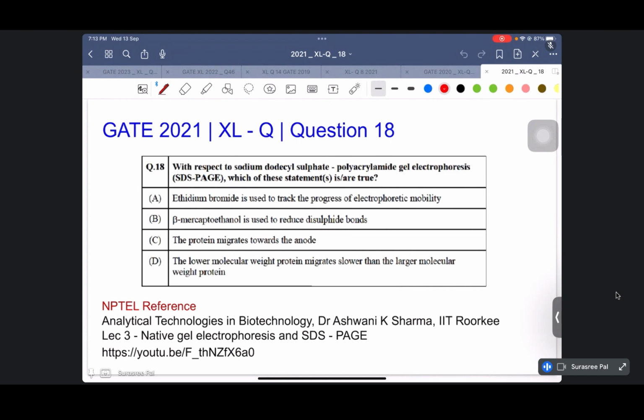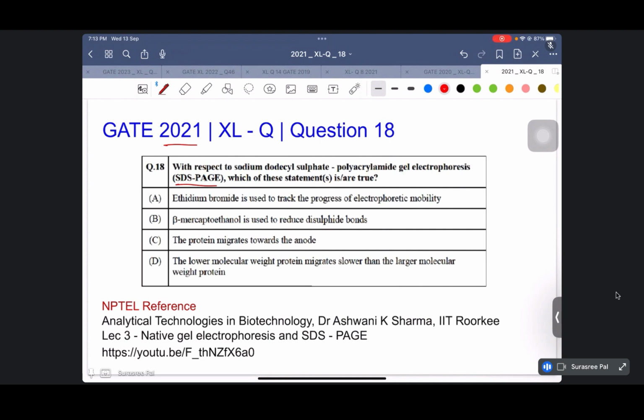Okay, so this question we are going to discuss is from the GATE 2021 Life Sciences paper, Biochemistry section, question number 18. The question states: with respect to sodium dodecyl sulfate polyacrylamide gel electrophoresis, which is basically SDS-PAGE, which of these statements is or are true?